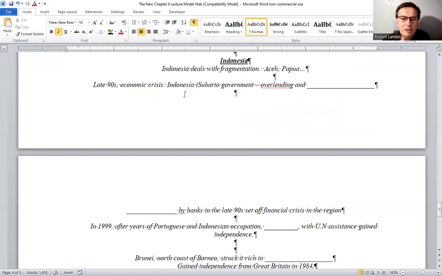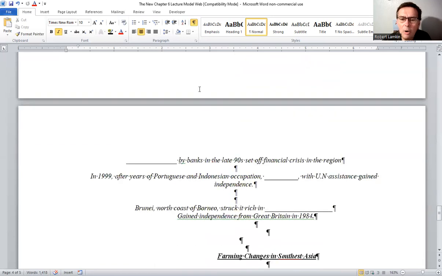In the late 1990s, there was an economic crisis under the Suharto government in Indonesia, a lot of overlending and government corruption. In 1999, after years of Portuguese and Indonesian occupation, East Timor, with UN help, gained their independence.